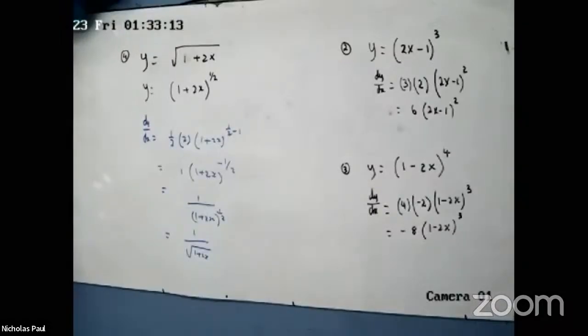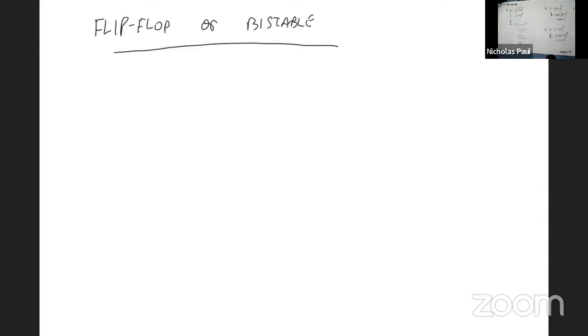All right. So the next thing that we're going to look at is the next application. This is called the bistable. It's called the flip-flop, or the bistable. It could be made using the NAND gate or the NOR gate. I am going to show you the NOR version.